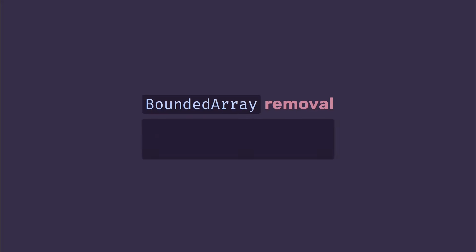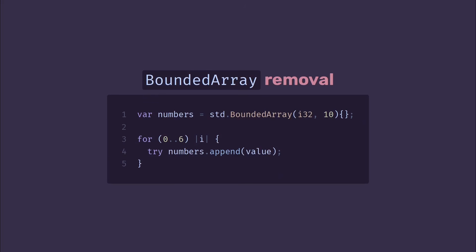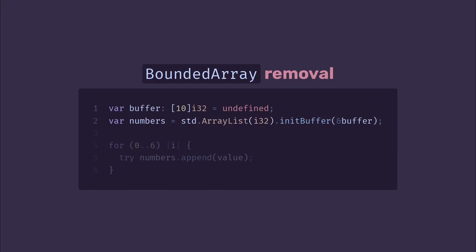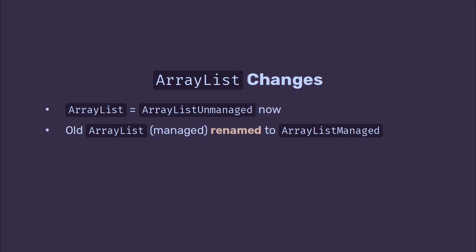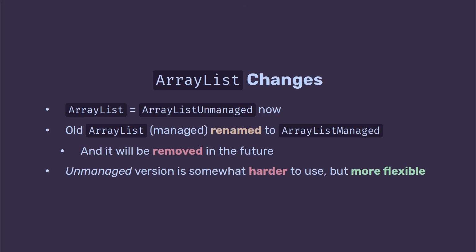It was a useful structure to keep a small but only runtime known number of values on the stack by reserving space for the whole array. It is now possible to use ArrayList instead, like this. Since we're in control of the buffer, we can put it on the stack if we want. The above is possible with the so-called unmanaged ArrayList, which is the default implementation of ArrayList now, and the managed version, where the array keeps a pointer to the allocator and always owns the buffer, is renamed until it's removed in the future. As in the example with bounded array replacement, using unmanaged ArrayList is more flexible, even though it's easier to mess up with allocation.